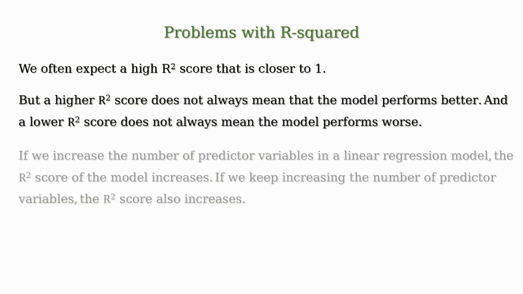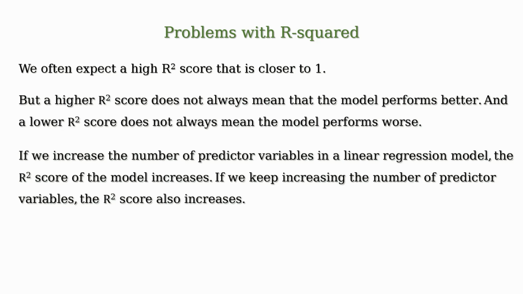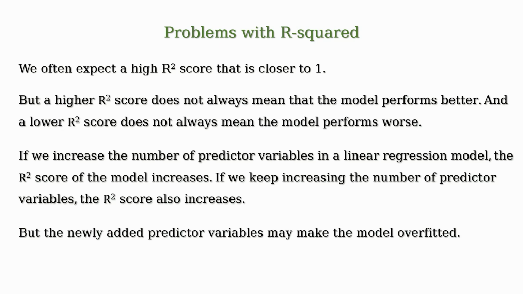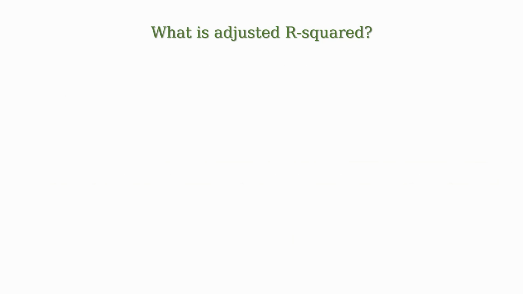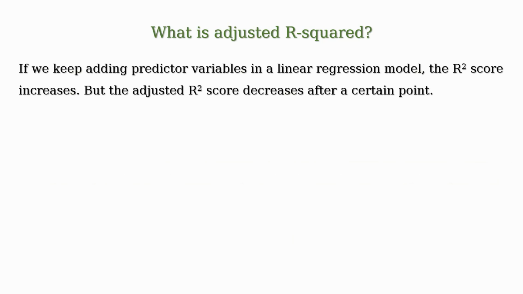For example, if we increase the number of predictor variables in a linear regression model, the R-square score of the model increases. If we keep increasing the number of predictor variables, the R-square score also increases. And that happens even though the newly added predictor variables do not improve the performance of the model. For example, the newly added predictor variables may make the model overfitted. So, to address that problem, we use adjusted R-square score.